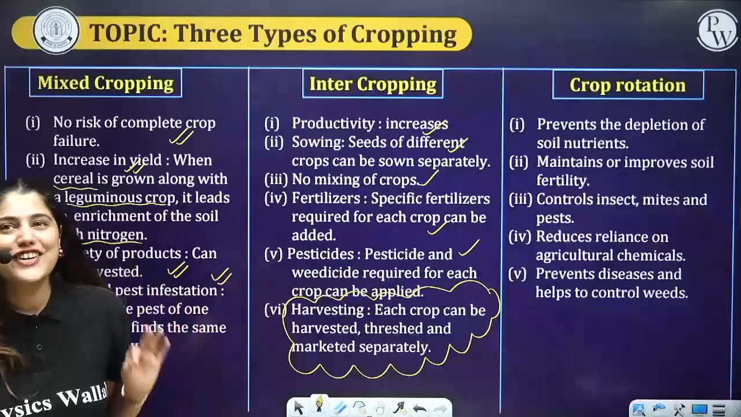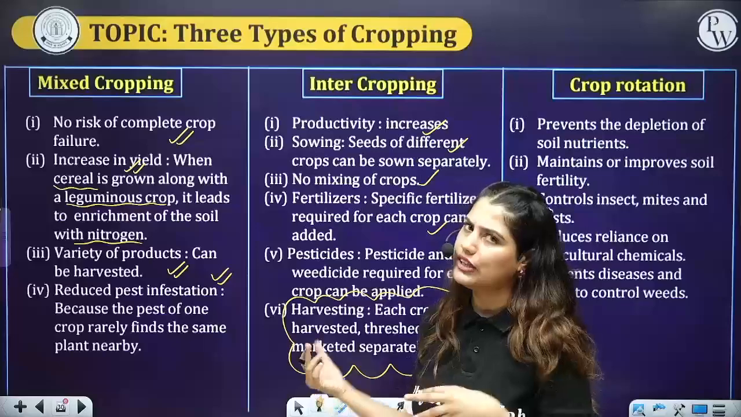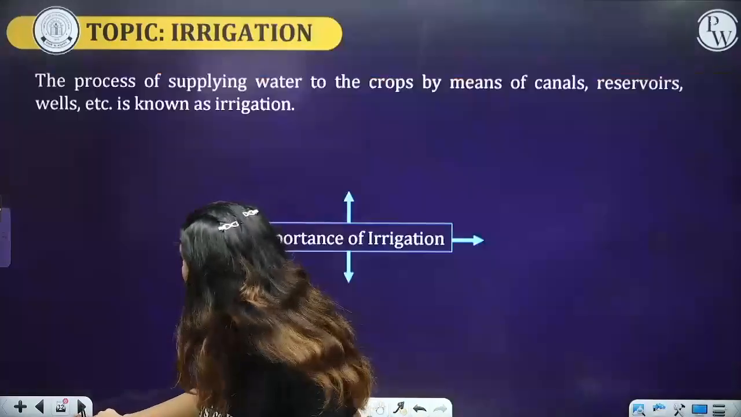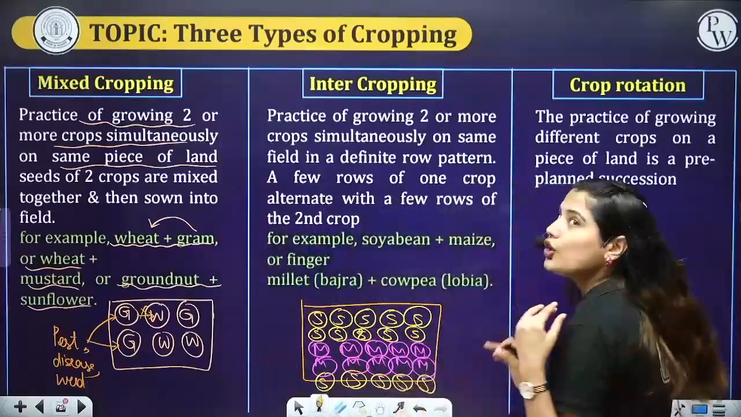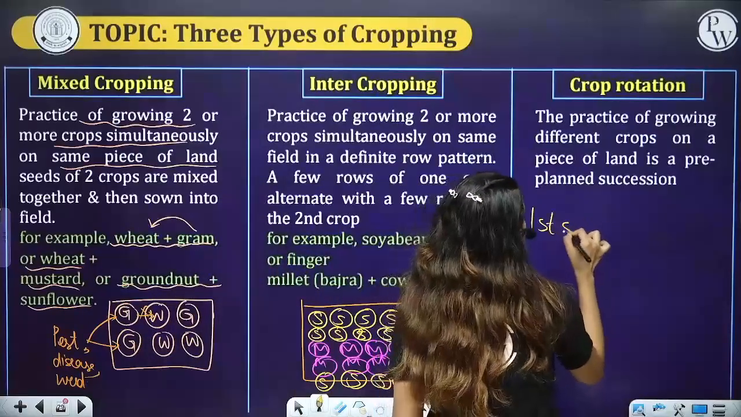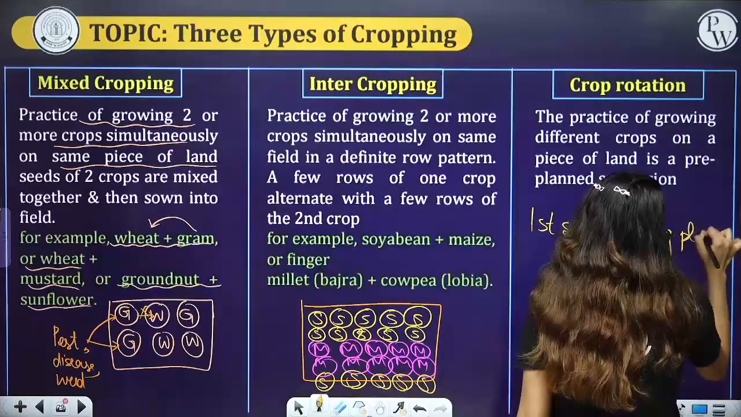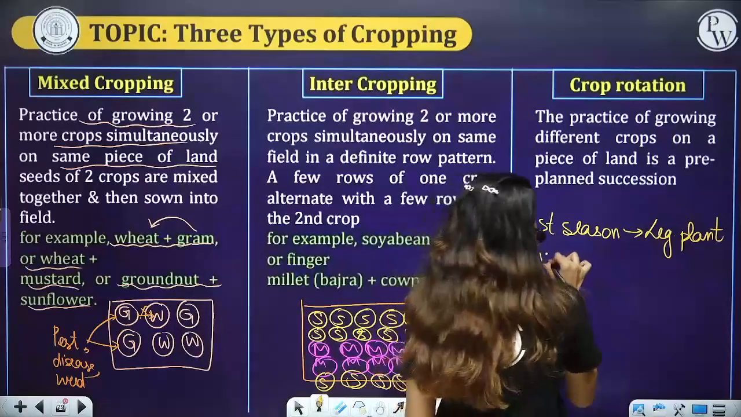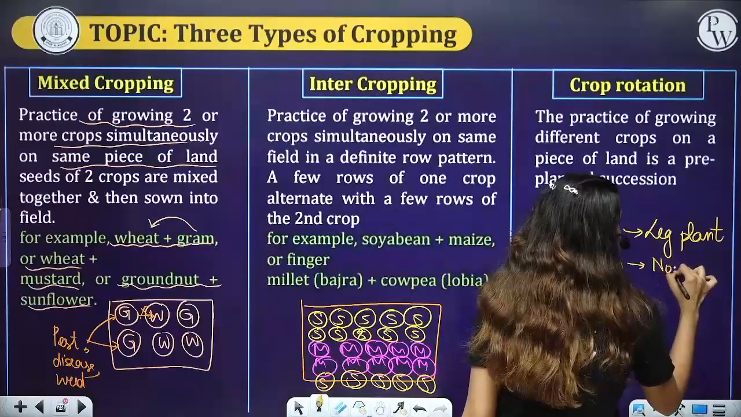Right, so that was about mixed cropping and intercropping, their advantages and disadvantages. We have seen everything. The last one is crop rotation. Crop rotation is something we have already seen, right? In the first season, let's say I am growing my leguminous plant. What is the leguminous plant going to do? Ma'am, it is going to fix the nitrogen and make the nitrogen available for the plant. Next season, what am I going to do? I am going to grow my cereal plant, or I should say non-leguminous plant, right?